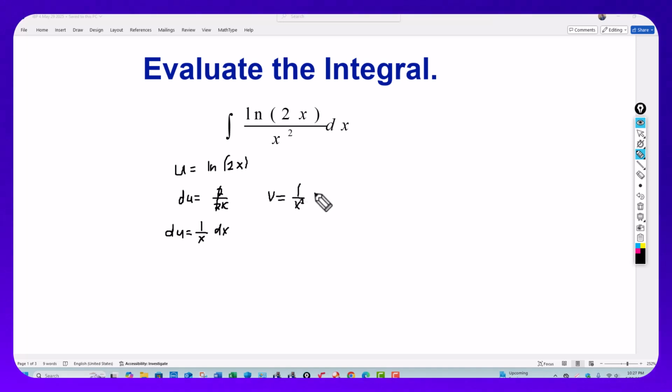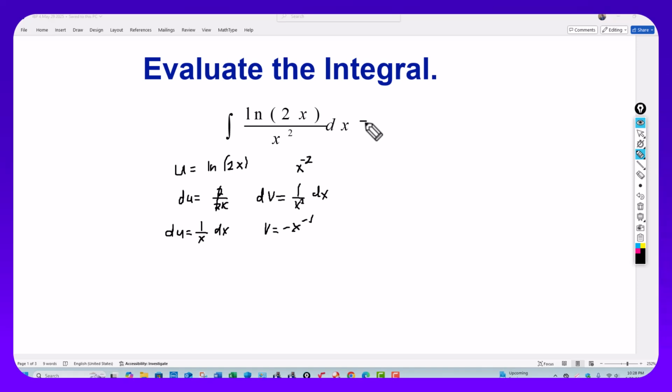Then we have 1 over x squared dx. So that'll be dv and will equal 1 over x squared dx. So we integrate this with respect to v. On the left side, it'll give me v. And on the right side, we can write this as x to the negative 2. So 1 over x squared can be written as x to the negative 2. We add 1 to the negative 2, we get negative 1. And then divide the coefficient by that, we get a minus over here.